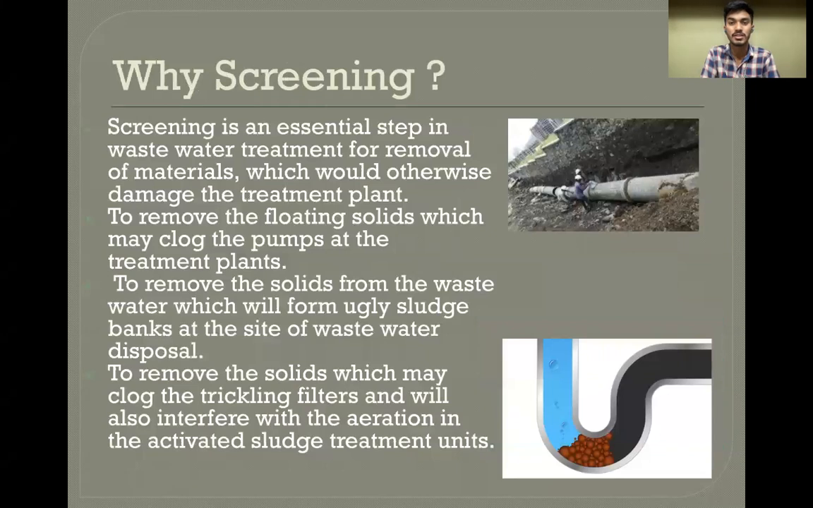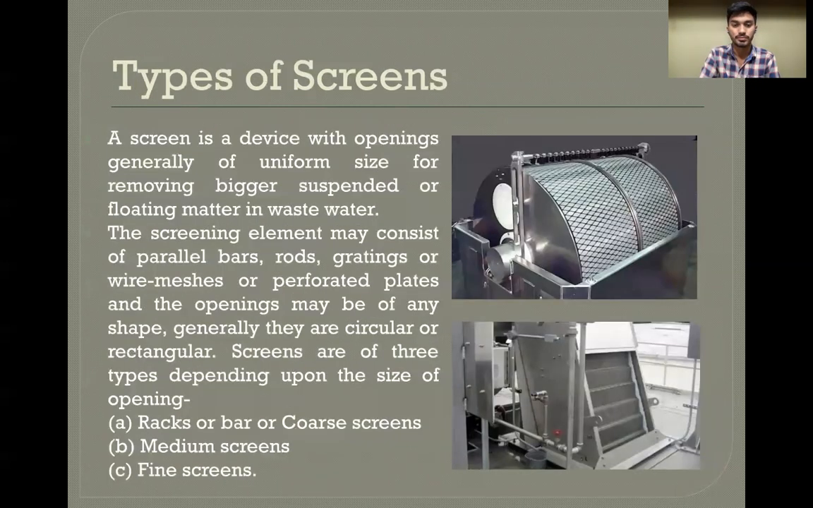Why screening? Screening is an essential step in wastewater treatment for removal of materials which would otherwise damage the treatment plant. To remove the floating solids which may clog the pumps at the treatment plant, to remove the solids from the wastewater which will form ugly sludge banks at the site of wastewater disposal.